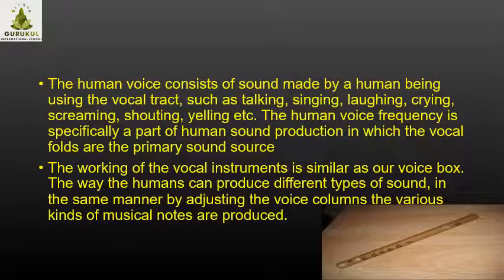Then how is it possible? This is possible because of the voice box and the vocal cord. We adjust the air column with the help of the vocal cord and different types of sounds are produced. The human voice frequency is specifically a part of human sound production in which the vocal folds are the primary sound source. You can search on the internet about the voice box and get some more information for your knowledge. It will be helpful.